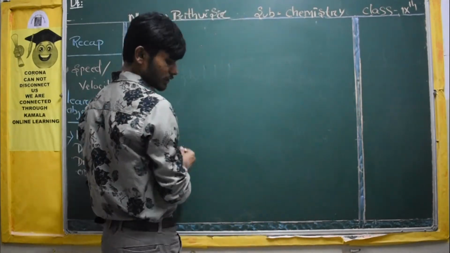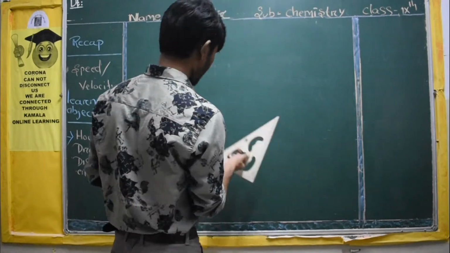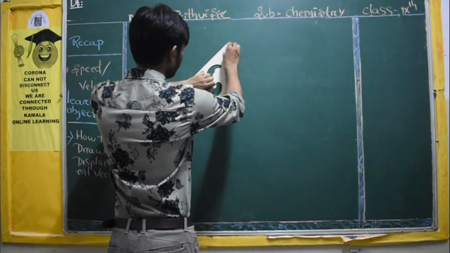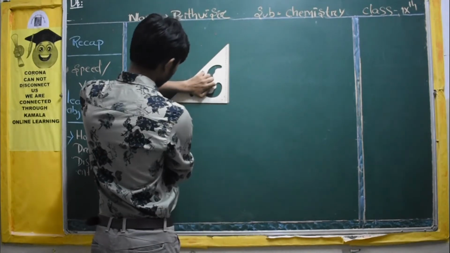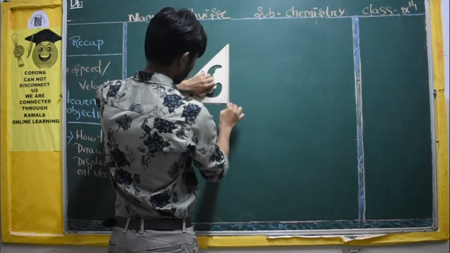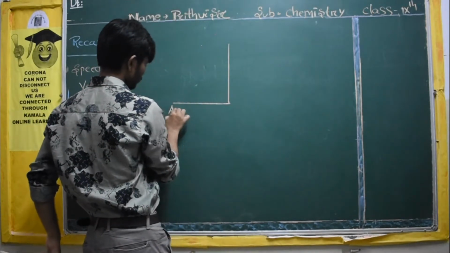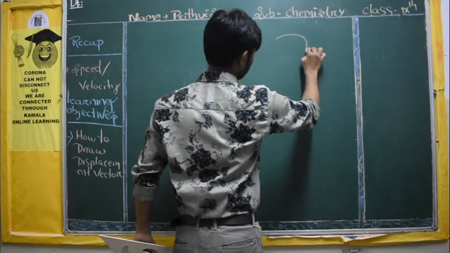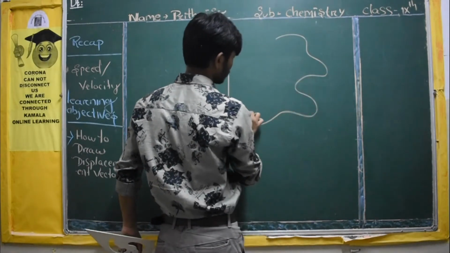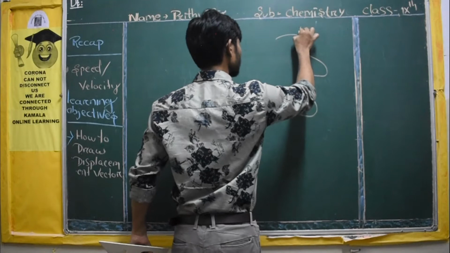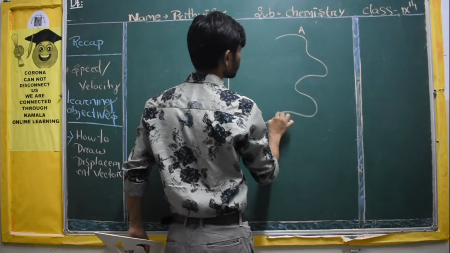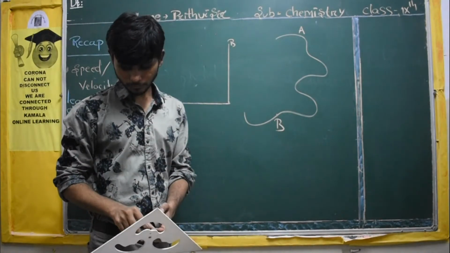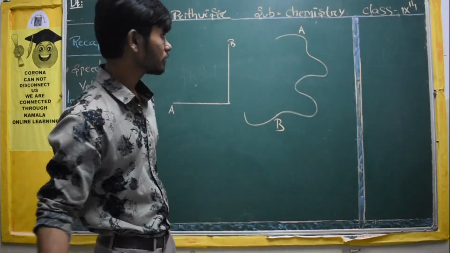Suppose there are two situations given over here. How many situations are given? Suppose two situations are given. There are two situations which are given over there.